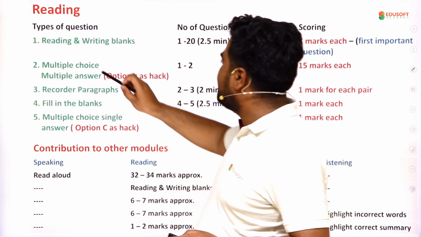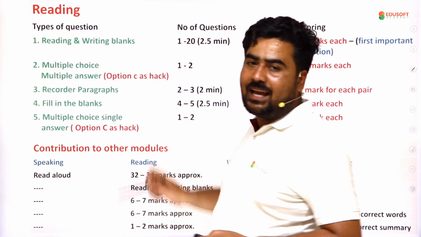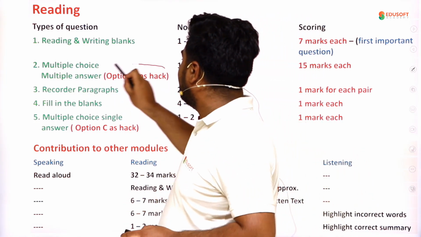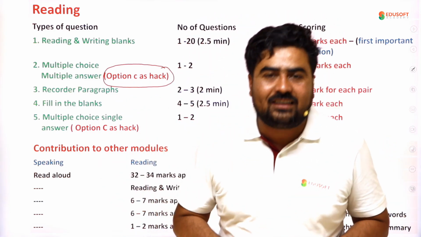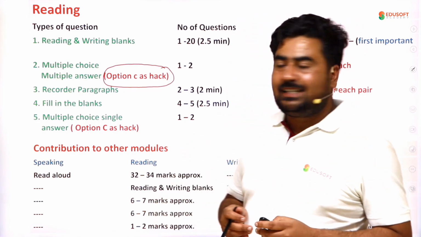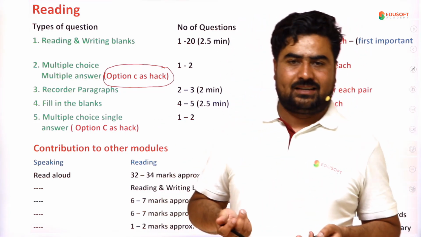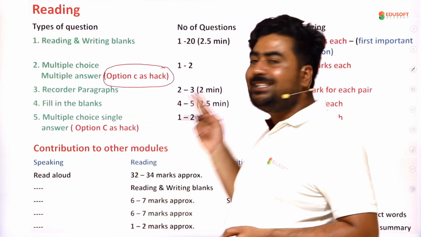As I have written, you can see multiple choice, multiple answer, option C as a hack. This I have just written here. If you feel that option B is correct, you can go with B. But most of the time, what I have found while practicing these questions is that C becomes the correct answer. Here you have to select 2 correct answers, and there is negative marking also.